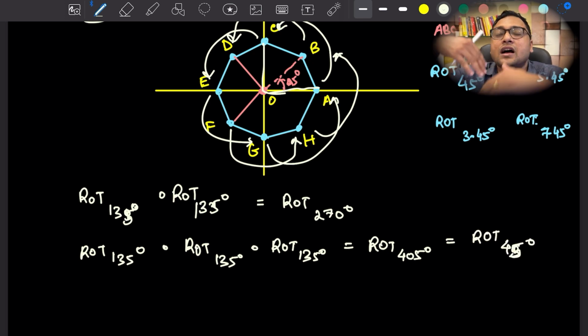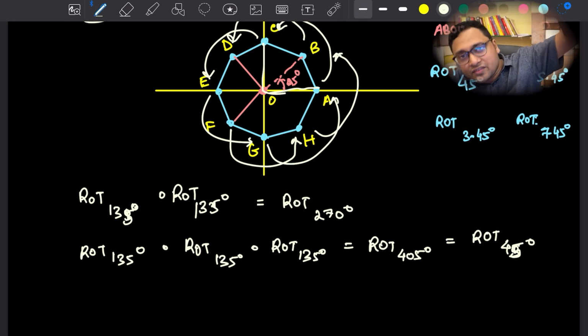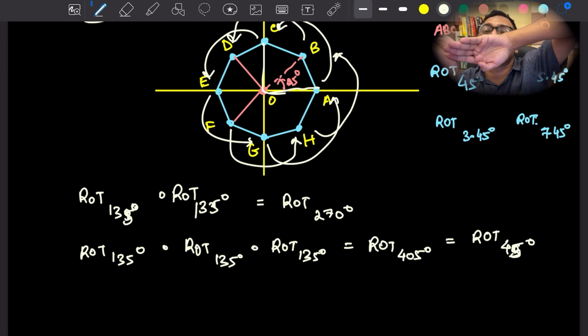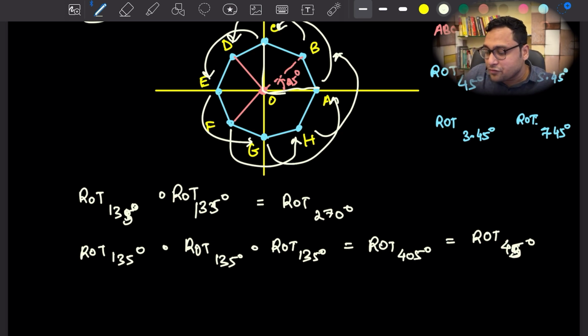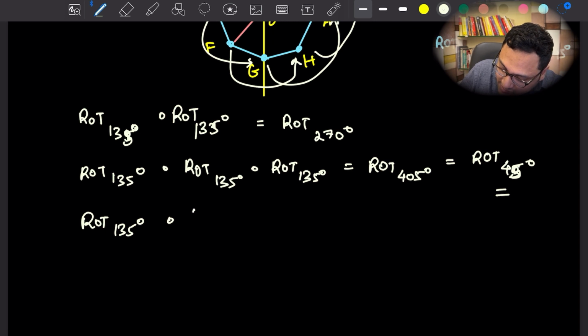Because whenever you are above 360, you are basically rotating once completely and then rotating some more. So instead of rotating by 360, you could just not do that, because rotation by 360 will bring you to the same position as you started off with, and then you should just do the remaining, which is simply 45 degrees.